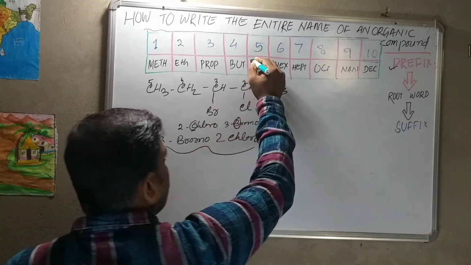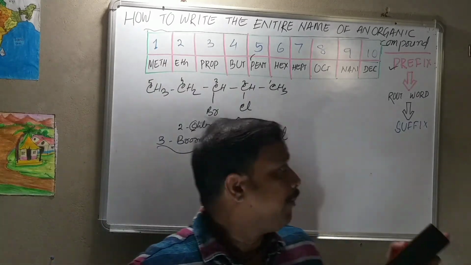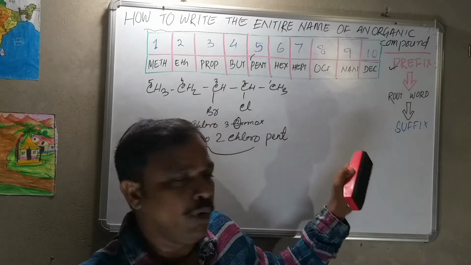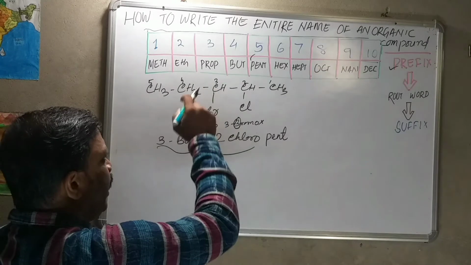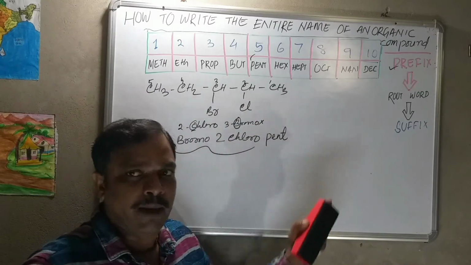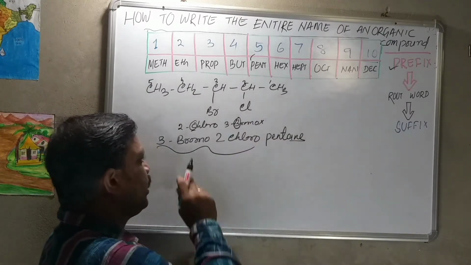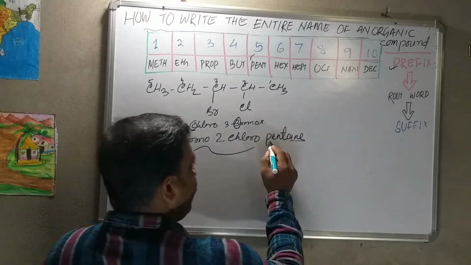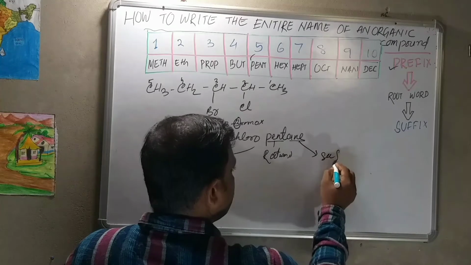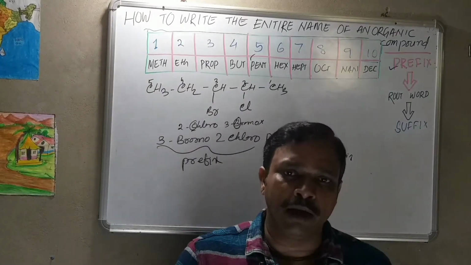For 5, this is pent. So we can write here the root word is pent. But we left one, that is the suffix. The suffix, if it is a single covalent bond throughout. See here, there is single covalent bond throughout the carbon chain, so the suffix is ane. This is alkane. So the entire name is 3 bromo, 2 chloro, pentane. So pent is the root word, this is the suffix, and this is the prefix.